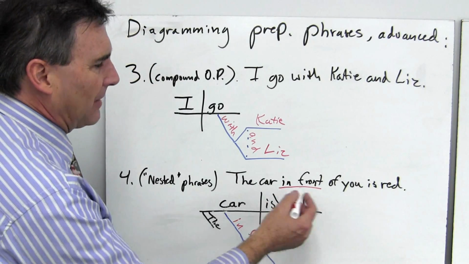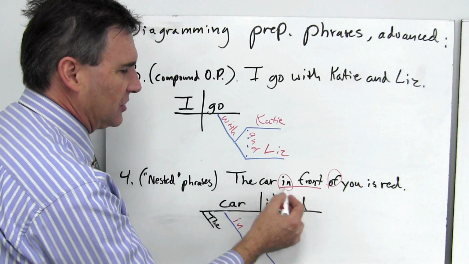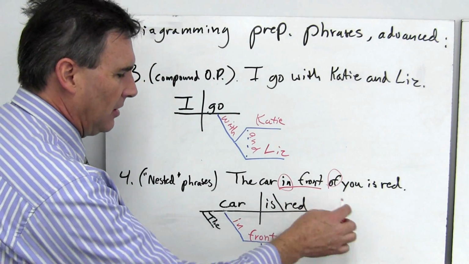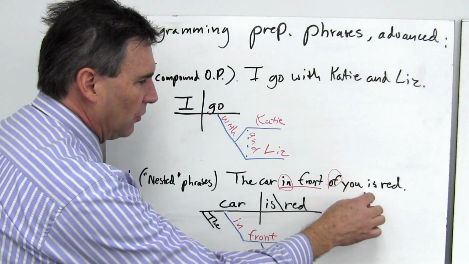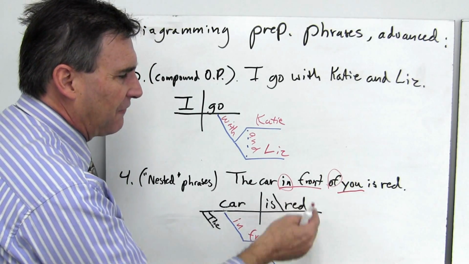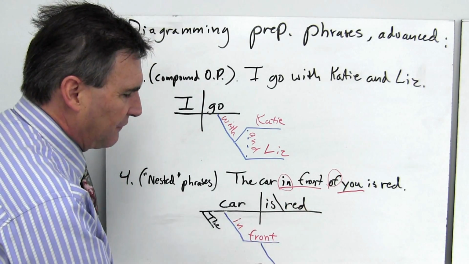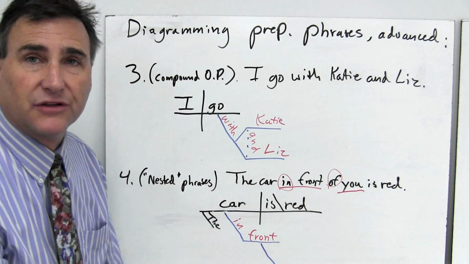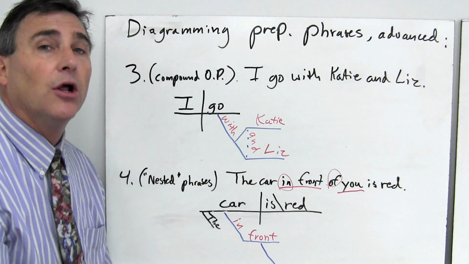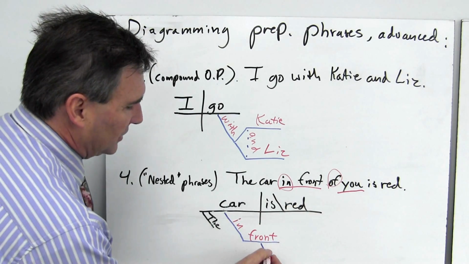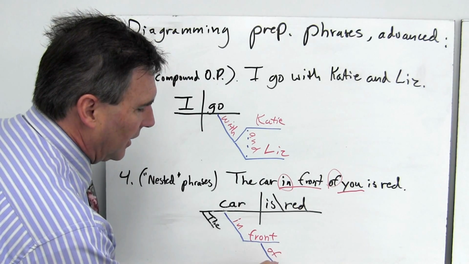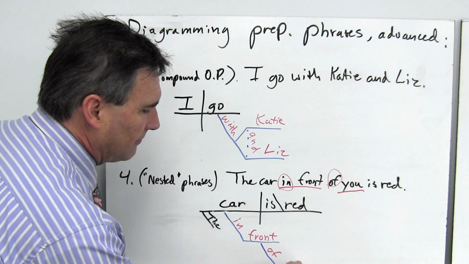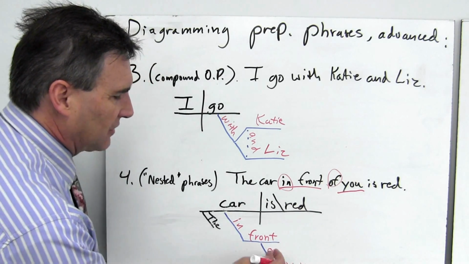But then there's a second prepositional phrase. Notice the preposition of, just as we had the preposition in. Of what? Of you. So we'd say front of what? Front of you. So it's modifying which front? Whose front? The building's front? The other car's front? No, the front of you. So this modifies front, telling you which front? Of what? You. So that's the object of the preposition of.